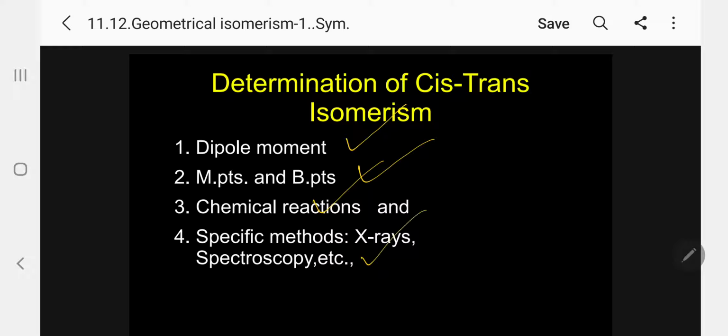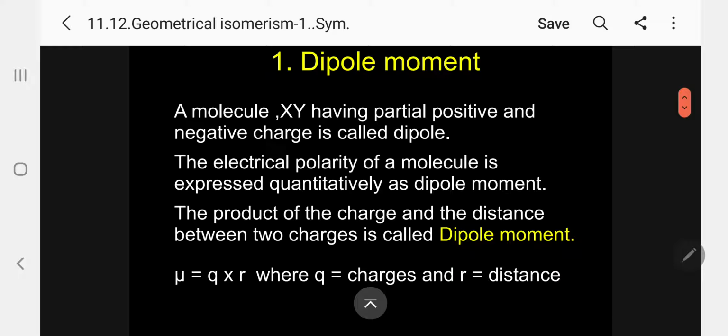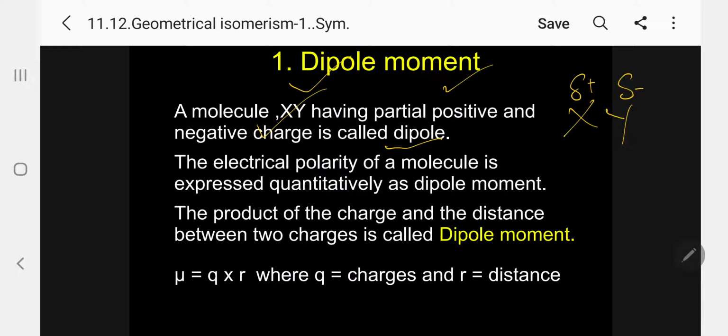And by other methods, like X-ray and spectroscopy, we can also differentiate cis-trans isomerism. A simple example: let me give dipole moment. What is the dipole moment? A molecule XY having partial positive and partial negative charge is called a dipole. The electrical polarity of a molecule is expressed quantitatively as dipole moment. The product of the charge and the distance between the two charges is called dipole moment.